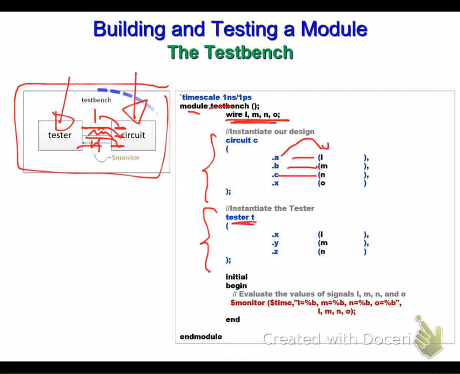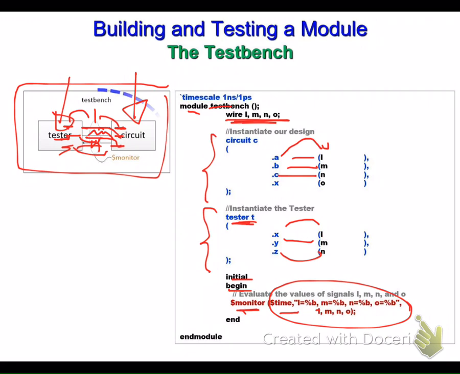The same thing with the tester. If you have here X and Y and Z, the X is connected to L, the Y is connected to M, the Z is connected to N, and then initial, begin, monitor please these values. And after monitoring these values, meaning that it will show up like a print, assuming like a print.